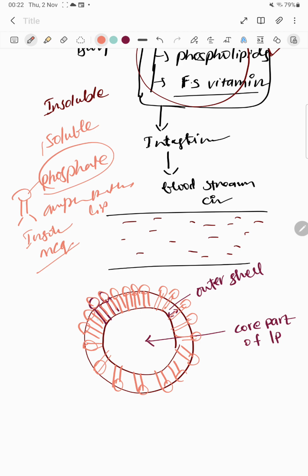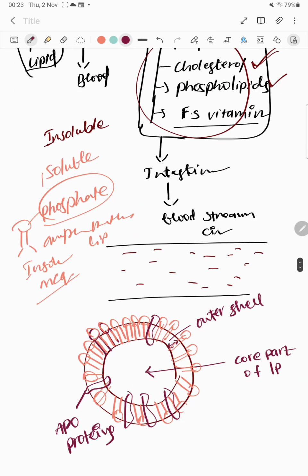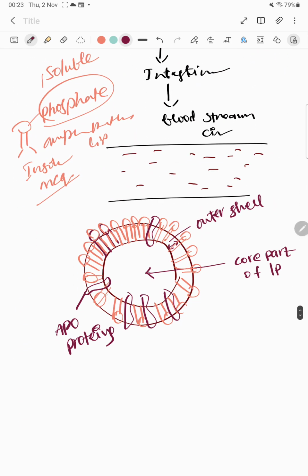So here you can see this outer shell is made up of phospholipids. Along with phospholipids, some other compounds are also there. They are, see here, these guys are nothing but apoproteins. Now what I said initially, lipoproteins means what? Lipid plus proteins. So these are made up of phospholipids and proteins.